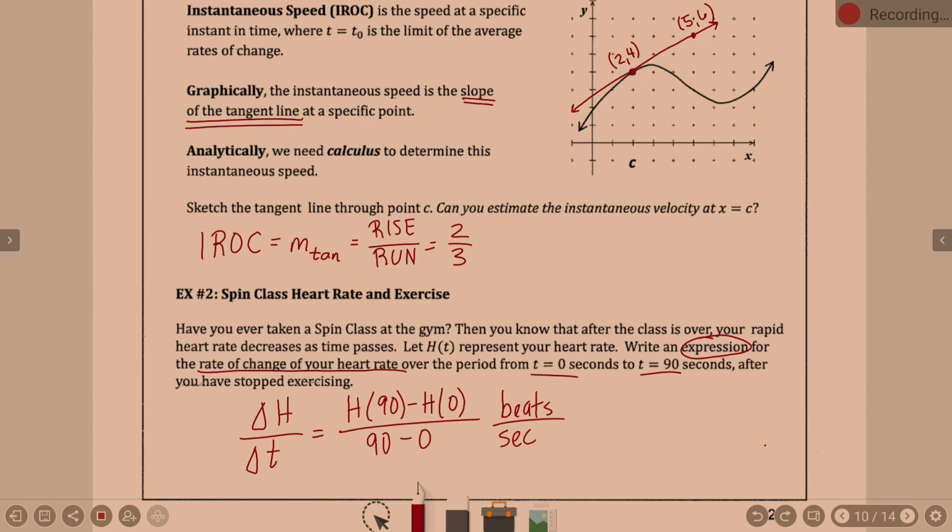If you were to flip the 0 and 90 on top, would you have to do the same thing on the bottom? Yes. As long as you're consistent in both places, negatives will work out the same. So we don't have to solve it. We don't know what H of t is, so what can I solve? That's why it says write an expression, because there's nothing I can do there. Okay. Moving along.